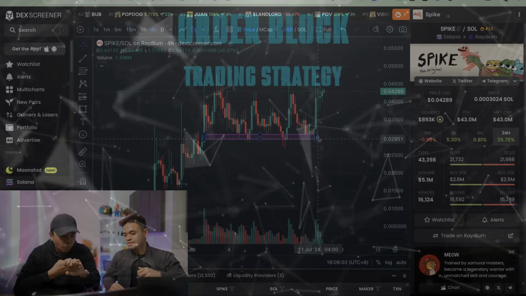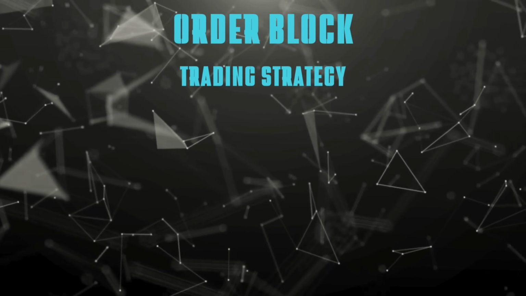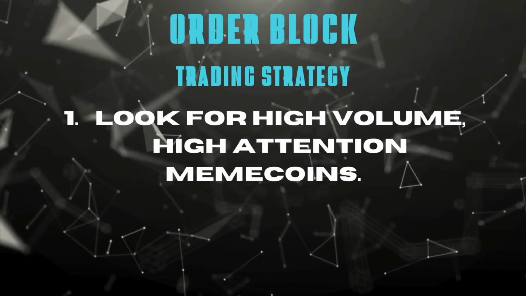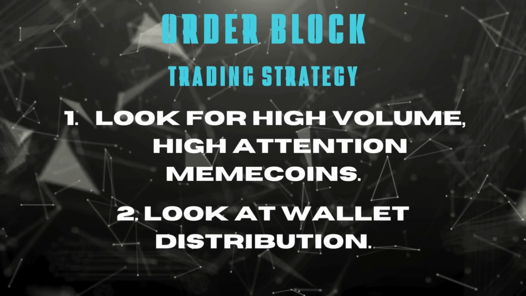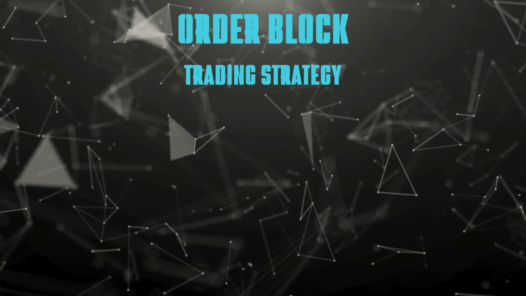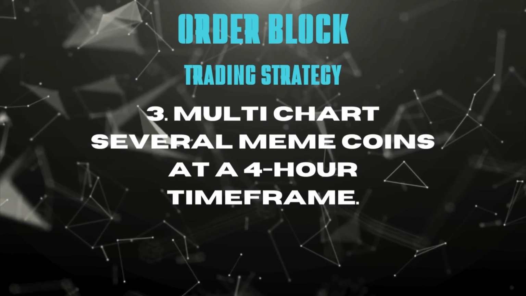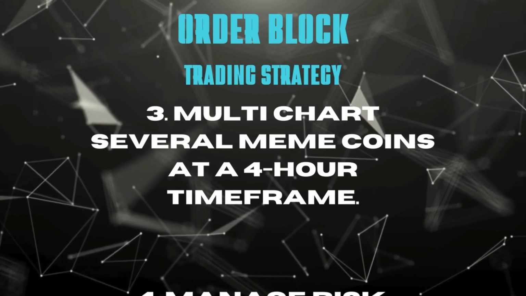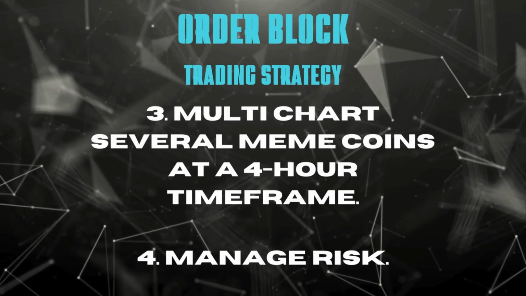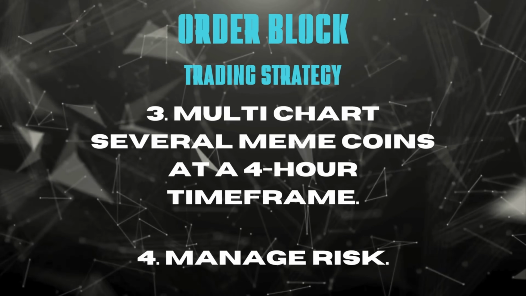So how do you execute your strategy? Can you show it to me step by step? So basically, there are 4 steps when I implement order block trading strategy. So first of all, I look for high volume, high attention meme coins. Then I look at wallet distribution. Then I multi-chart the several meme coins that I've selected at a 4-hour time frame. Then lastly, I evaluate my risk management and buy accordingly to my risk profile. I have to write all of that down. Don't worry, I'll explain in detail for each of these steps.